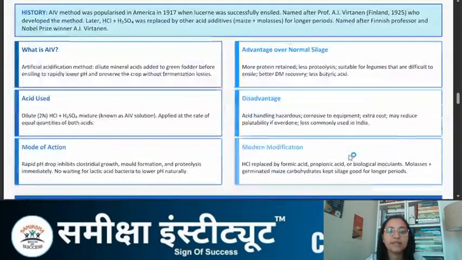Then the AIV method is another. This is the artificial method of silage making. It was popularized in 1917 in America when lucerne was successfully ensiled. Lucerne is basically legume fodder, and legume fodder does not make good quality silage. It is named after A.I. Virtanen, the person who devised and later developed the method.